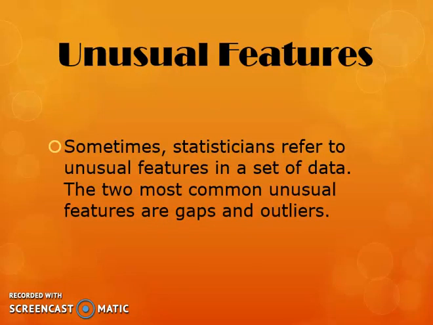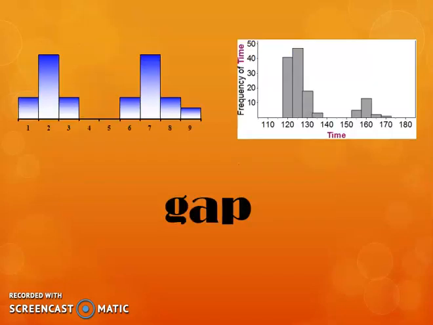All right, we're going to talk about unusual features in a graph. The most common one that you know is outliers, but there are also gaps in the data. These graphs are examples of gaps. On the left, there was no frequency for the numbers 4 and 5. Again, these graphs were just made up for this purpose. So whatever the question was on this graph, there was no response given as 4 or 5.